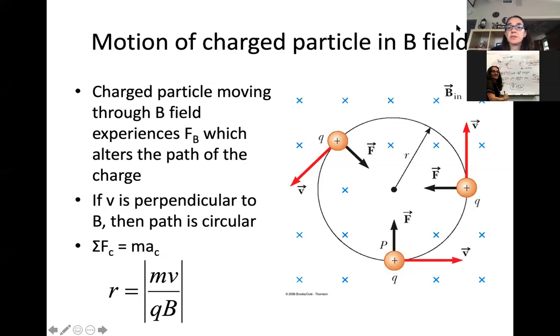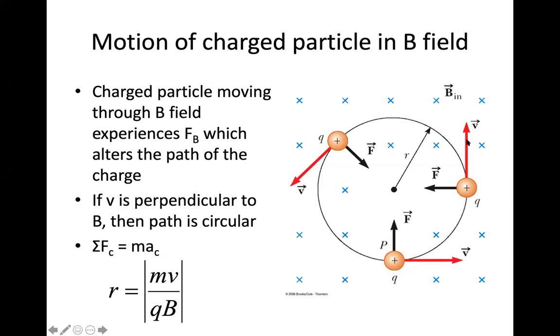Before moving forward, I want to come back and re-look at that circular motion one. We had talked about something like this, where if the velocity is perpendicular to the B field, you will always get this inward pointing force. So you'll have centripetal motion.